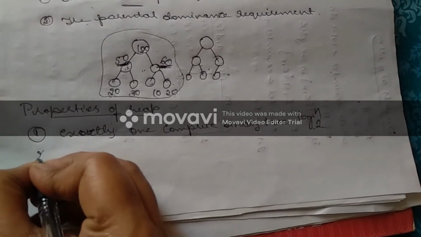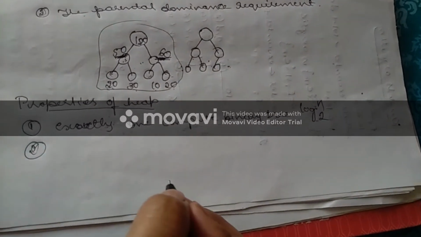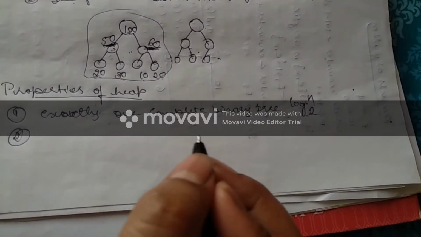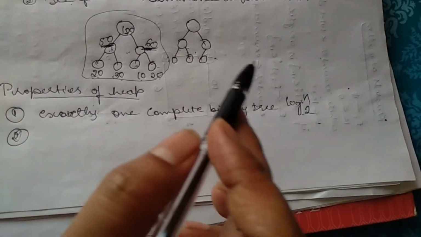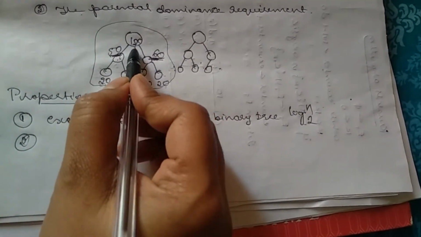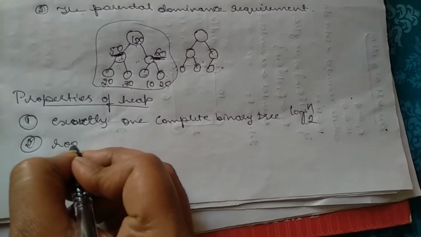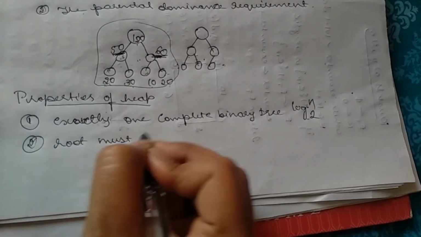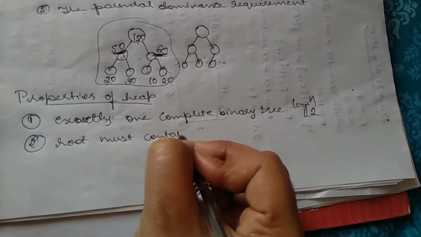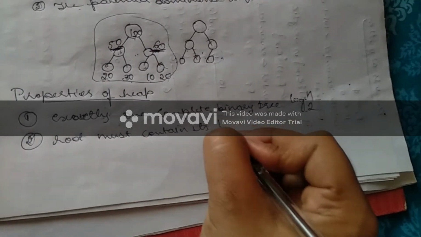And the second property, what is the second property? The root of a heap always contains its largest element, as I have explained here. Okay, root must contain its largest element.